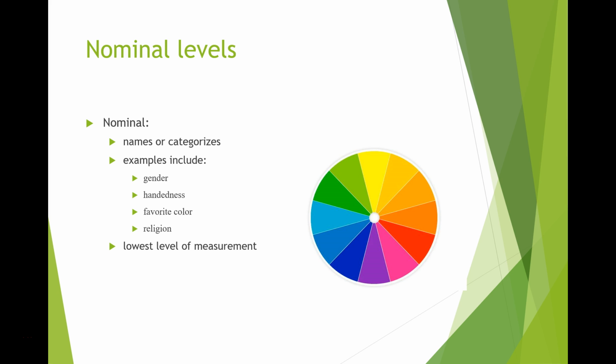When measuring using a nominal scale, one simply names or categorizes responses. Gender, handedness, favorite color, and religion are examples of variables measured on a nominal scale. The essential point about nominal levels is that they do not imply any ordering among the responses. For example, when classifying people according to their favorite color, there is no sense in which green is placed ahead of blue. Responses are merely categorized. Nominal levels embody the lowest level of measurement.